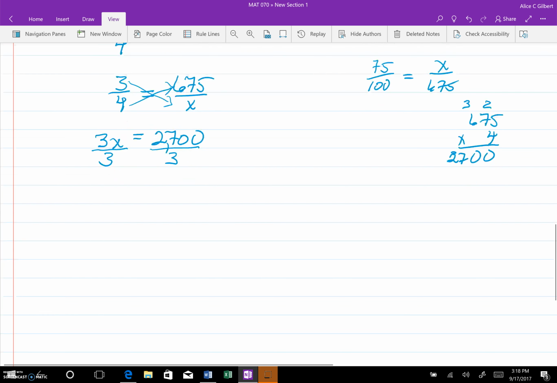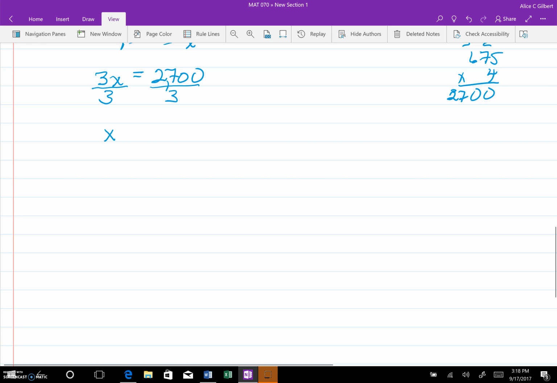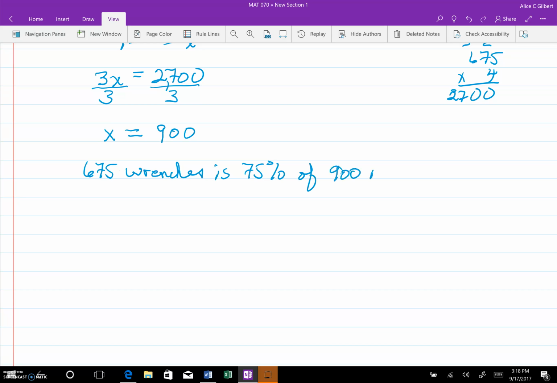Now I need to get the X by itself, so I'll divide by 3. If I do that on one side, I have to do it on the other. That gives me X equals, well, 3 goes into 27 9 times, and then I just need to bring down the 00. So 675 wrenches is 75% of 900 wrenches.